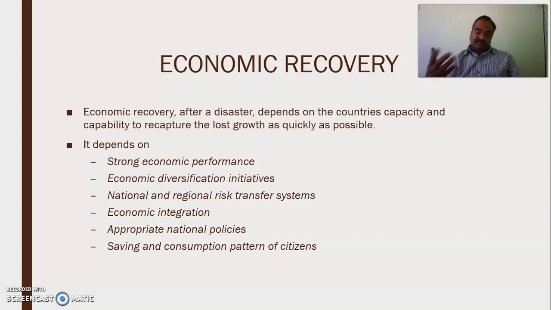On what factors does this economic recovery depend? See the important terms mentioned there. You are supposed to have very strong economic performance, economic diversification initiatives, national and regional risk transfer systems, economic integration, appropriate national policies, and the saving and consumption pattern of the citizens. This is the biggest problem. I'll take an example: this is the biggest problem of the US.